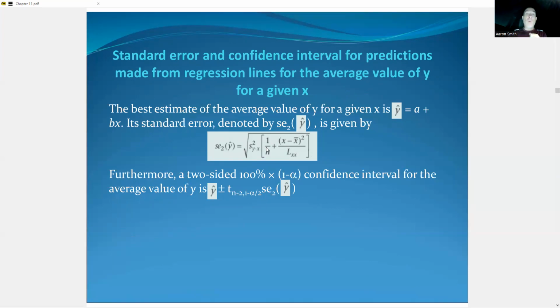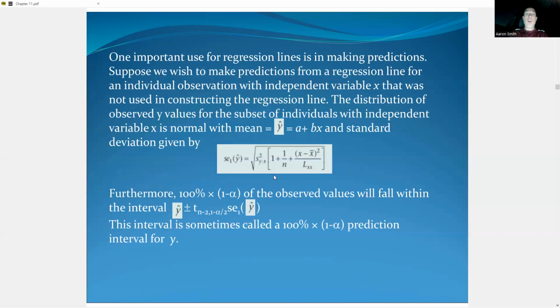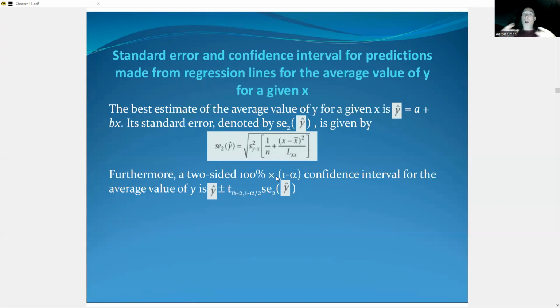What's happening here without that 1 being there? This is for the confidence interval for what is the true average. So this standard error is for the range of values I can expect to see when I know the x value. This is the confidence interval of the true average for a given x value that I know.